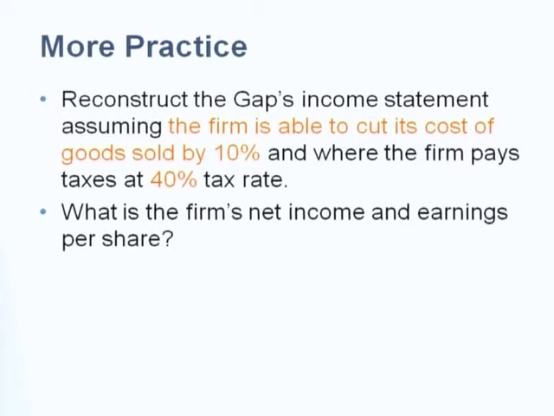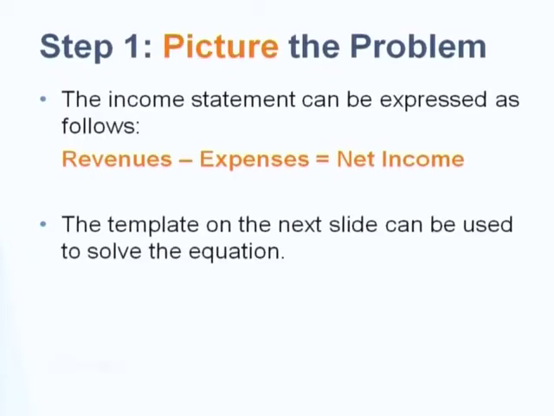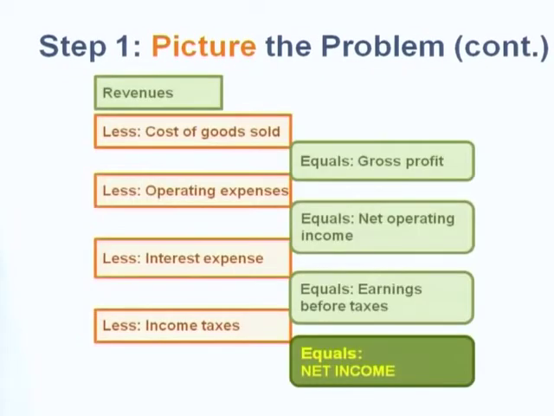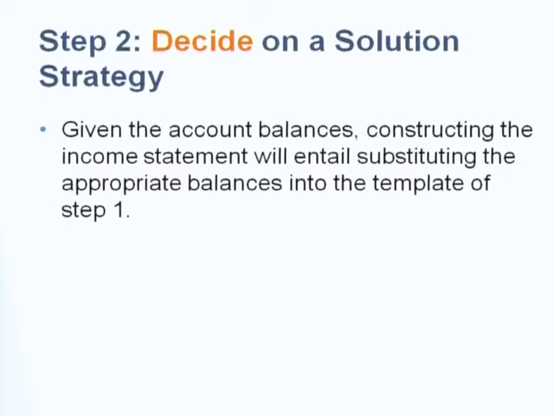Okay, so if you want to reconstruct GAAP's income statement, assuming the firm is able to cut its cost of goods sold by 10%. If you can cut cost of goods sold by 10%, what happens? Of course, you get more net profit, right? And where the firm pays tax at a 40% tax rate, okay? What should be your new net income and earning per share? Same thing. You can just reduce cost of goods sold by 10% and change the tax to be 40% of earnings before tax.